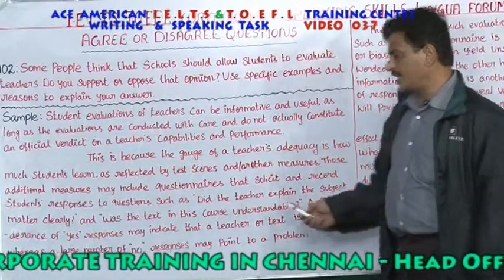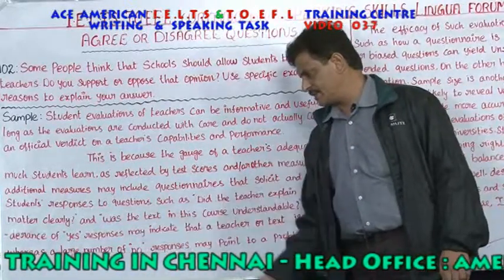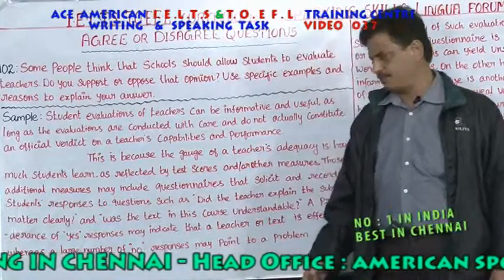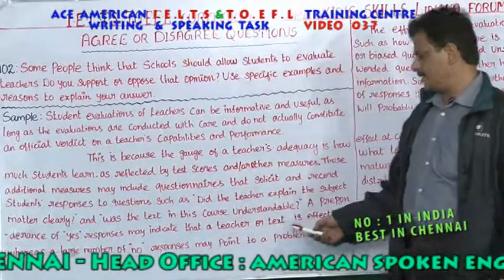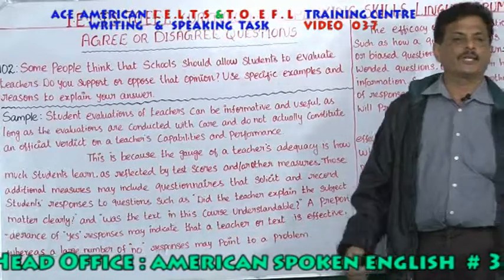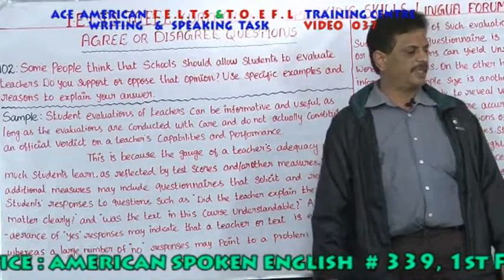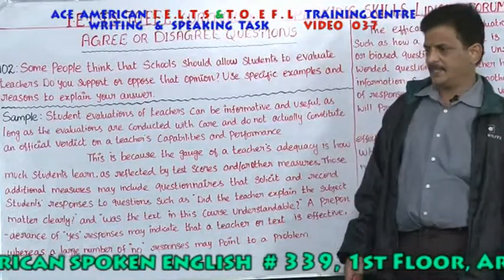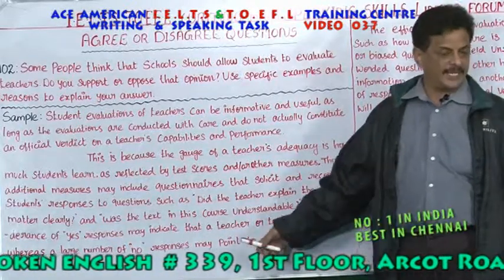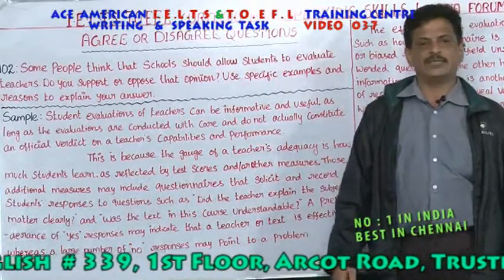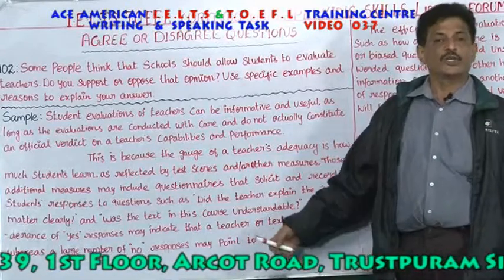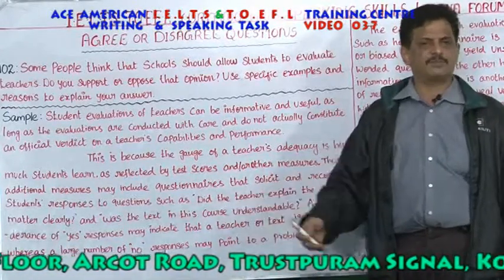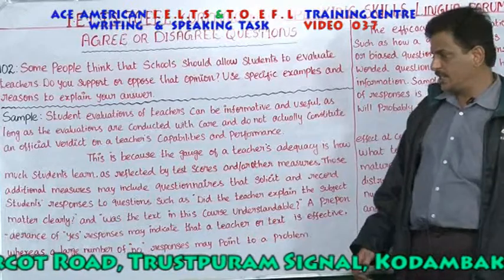A preponderance of yes responses, if you get yes responses, may indicate that a teacher or text is effective. So if the majority of the students say, yes, the teacher has taught us clearly, yes, we were able to understand what the teacher is able to say, then fine, the teacher is good.